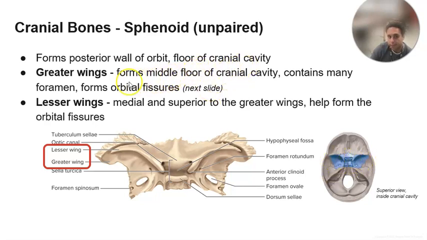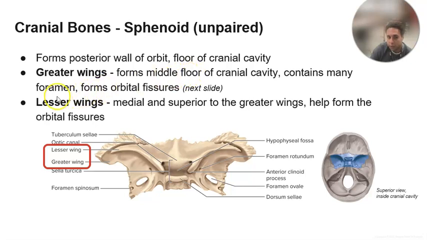Those wings, it has the greater wing. So this is the greater wing, and then we have a lesser wing over here. So greater wing, lesser wing. The greater wing forms the middle floor of the cranial cavity. So this bigger wing forms the middle floor of the cranial cavity.